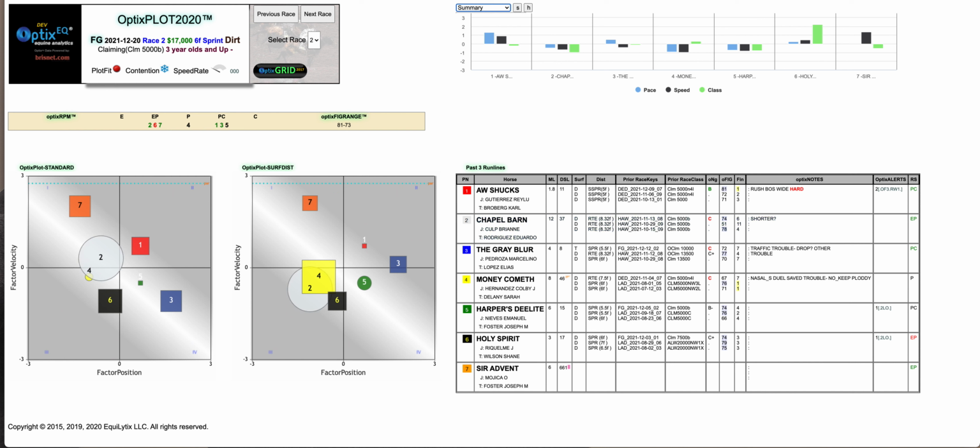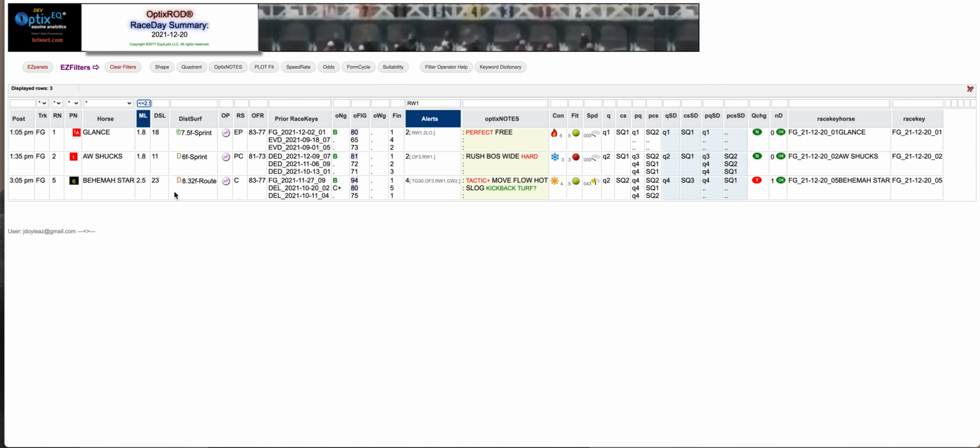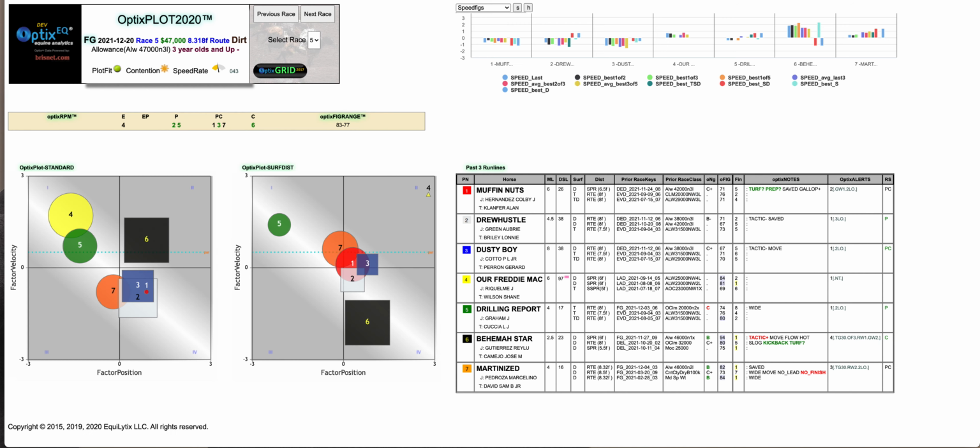Okay. I'm going to go back to the card again. We're going to go to race 5, and we're going to look at the number 6 in that race because he's the horse that we thought looked vulnerable. He looks okay on the plot. He's got a nice big square.